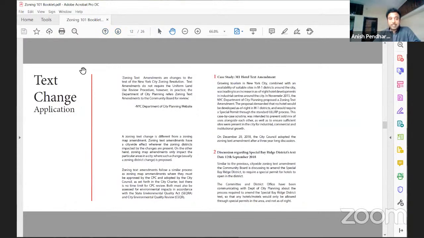And the next chapter is text change application. Basically a brief overview of what the New York City website tells about the zoning text application, and also brief case studies about, for example, the M1 hotel text amendment, and why was it done, and what is the result of the whole process now. Similarly, discussion regarding the special Brighton district text amendment, and what were the issues about this, and what did the board discuss, and what is the result now of that discussion.